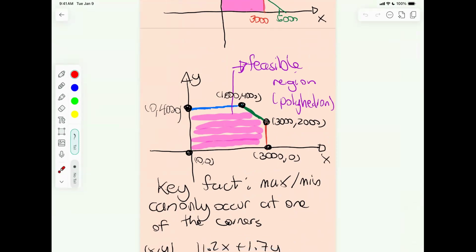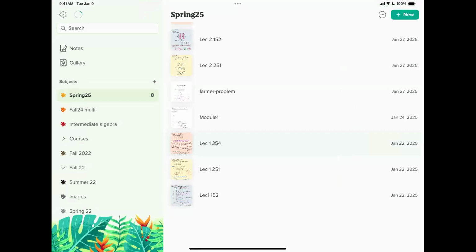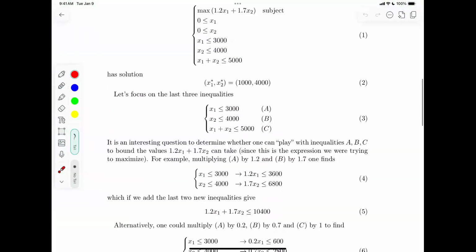And then the corners are the candidates for where the max or the min could occur if you had tried to find a min; they both work the same way. Okay, so the solution that we found, the values that gave you the optimum, the maximum, were 1,000 for the potatoes and 4,000 for the carrots. That's where I spent most of the time last time, and now I'm going to explain a little bit better what I was doing near the end of the class.